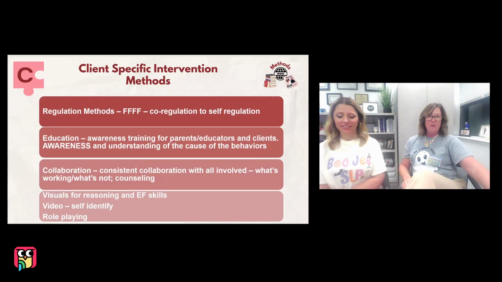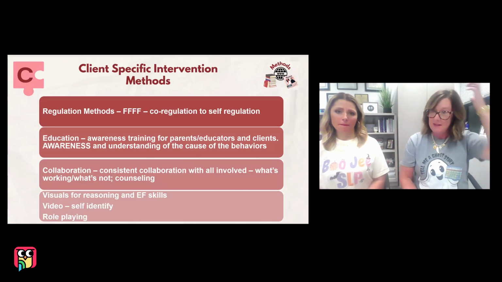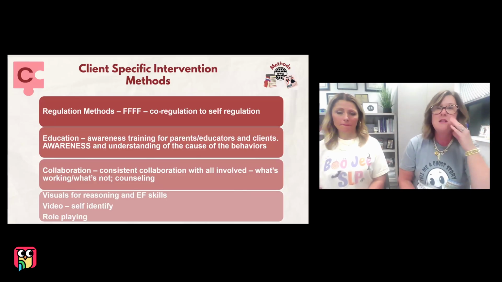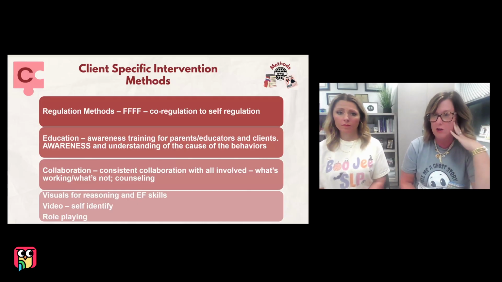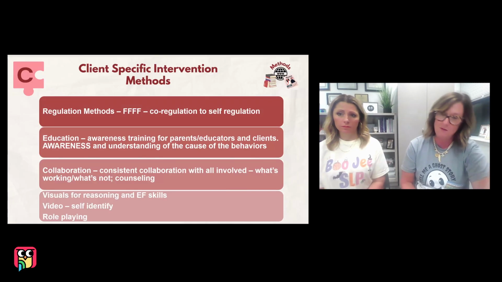Okay, wrapping up here on regulation methods, I guess. I want to talk about methods. Regulation methods need to really be part of what you're doing. You need to have a set list of possible co-regulation strategies that you want to embed into your sessions when you see a specific dysregulated behavior.